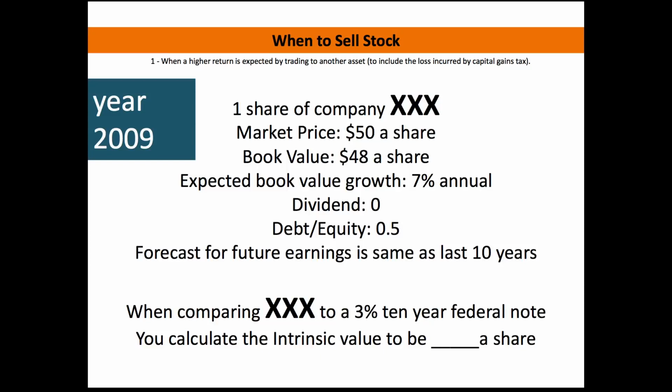And this company's debt to equity ratio is right where we want it, at 0.5 or lower, so it's right on target there. And our future earnings are going to be consistent with what we've seen in the last 10 years. So based on those figures, we compare XXX to, let's say, the 10-year federal note, which is 3%. Even though that's not what it is right now, we're just going to say that for this generic scenario in 2009, which was 3 years ago, the interest rates were 3%.